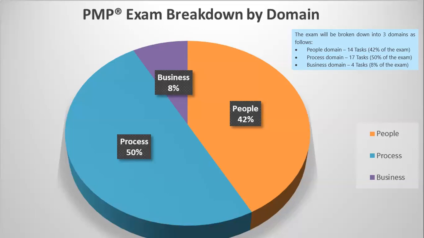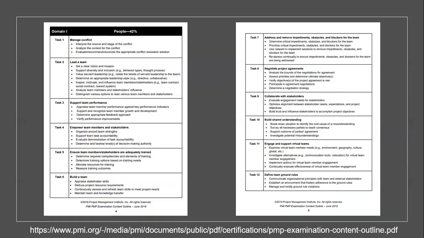The people domain has 14 tasks. These tasks are covered in a document called the PMP Exam Content Outline. You could Google it, find it, read it. You see an example of all the things that a project manager is expected to do in any of these domains. If you want to know what it looks like, here's an example. Here's the people domain.